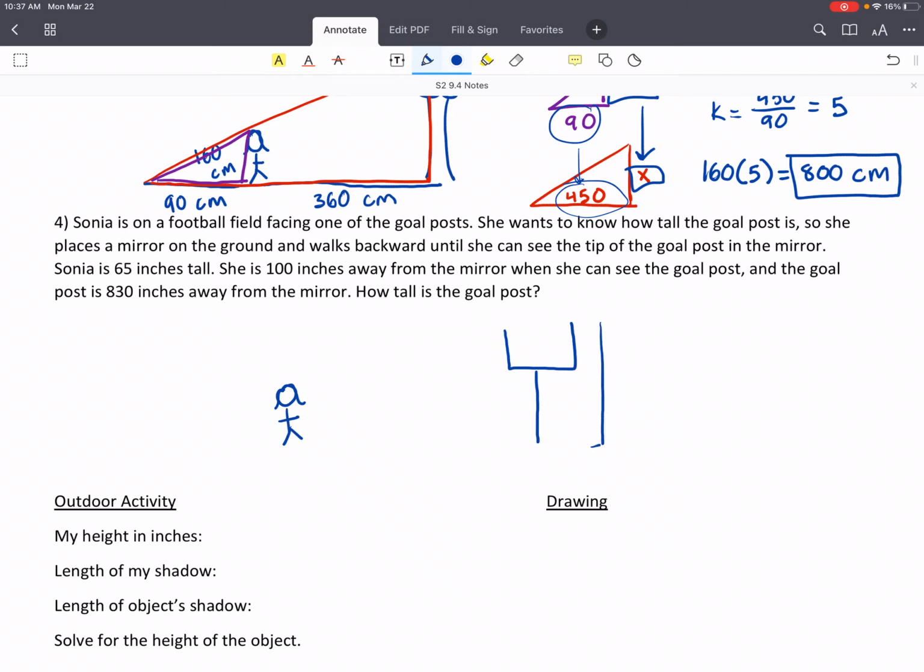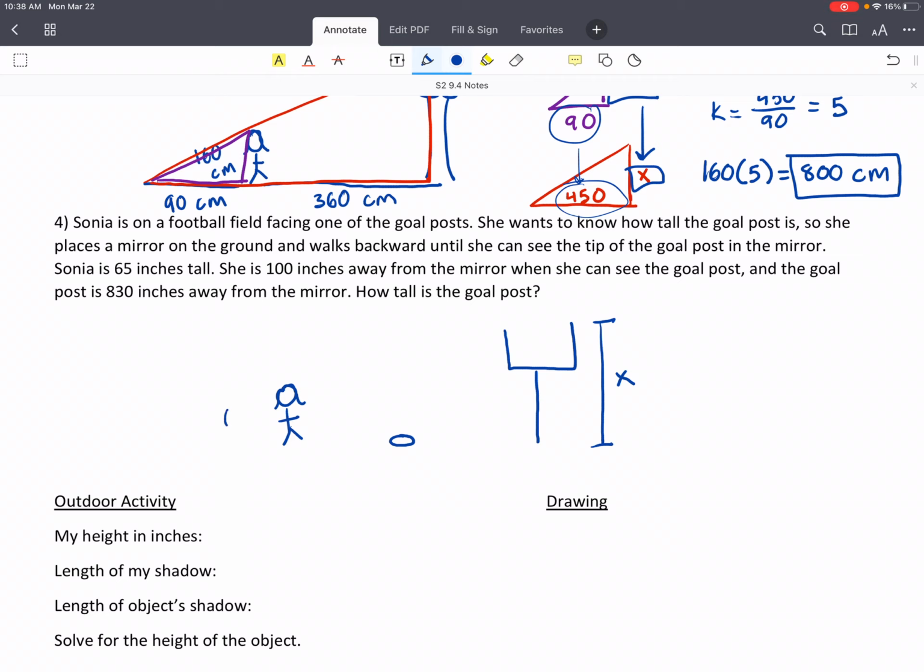So that tells me that this length here is going to be x. So she places a mirror on the ground and walks backward until she can see the tip of the goalpost in the mirror. Okay, if you don't know what this is talking about, this is going to be confusing. So I'm here to tell you what's going on. Basically, you can create similar triangles if you were to place a mirror in between you and an object. You move backwards until you can see the tip of the goalpost in the mirror, and then it creates similar triangles between the mirror and you and the mirror and the goalpost. So that's what's going on.